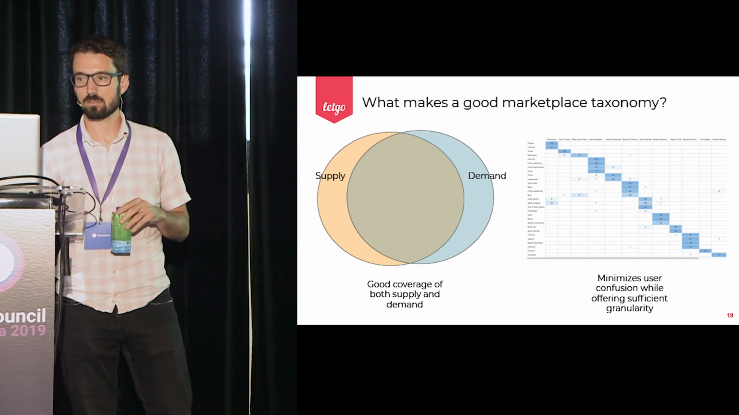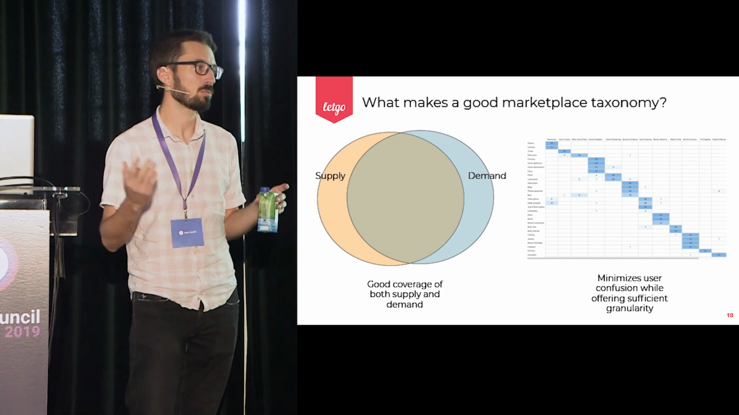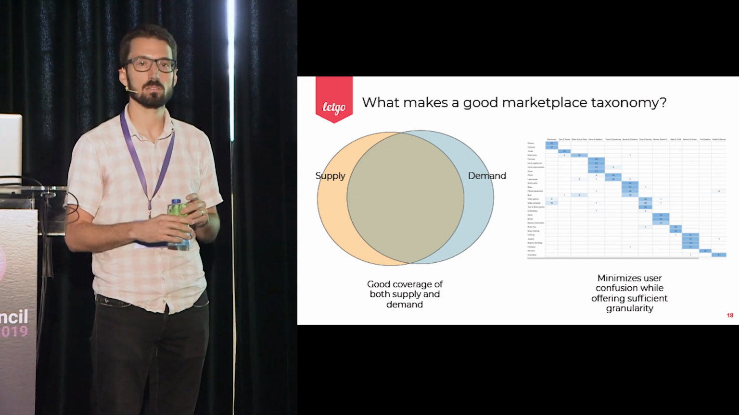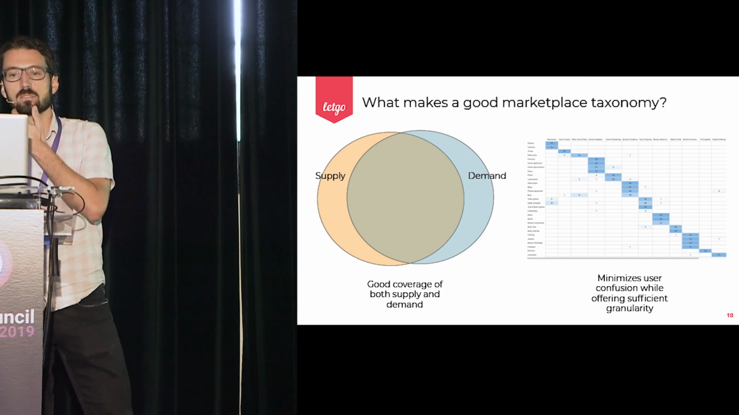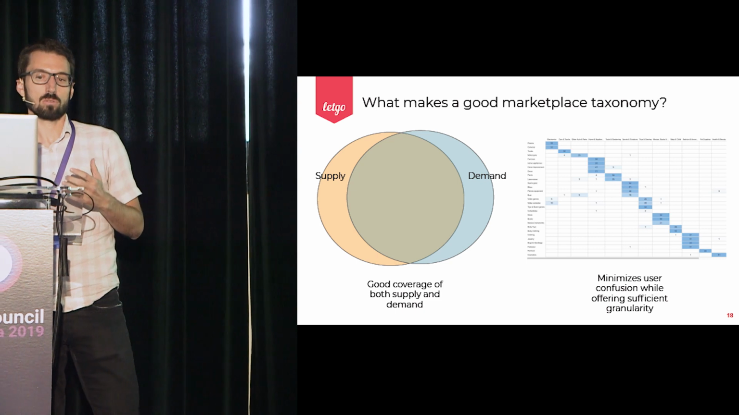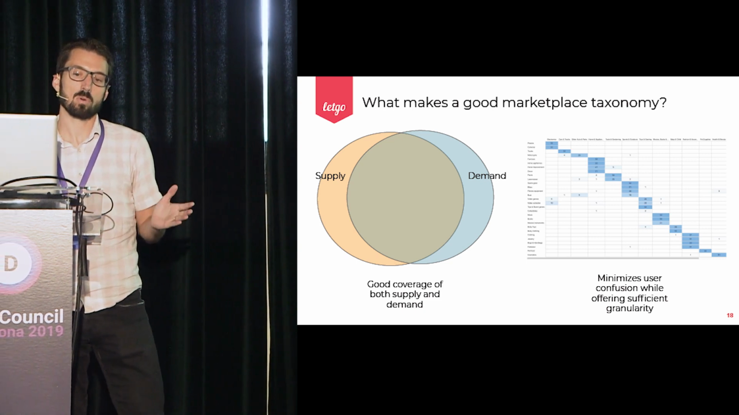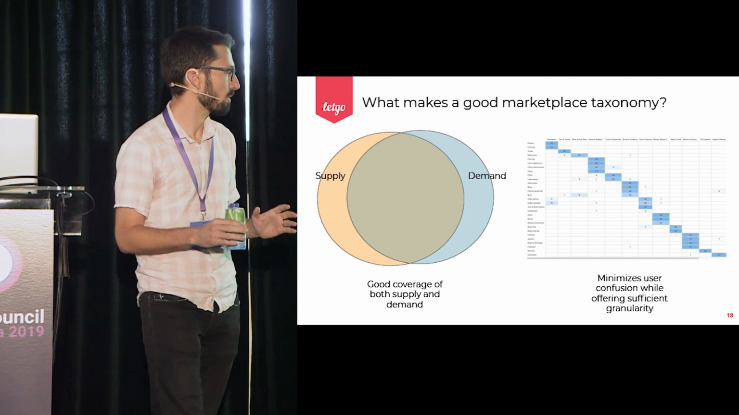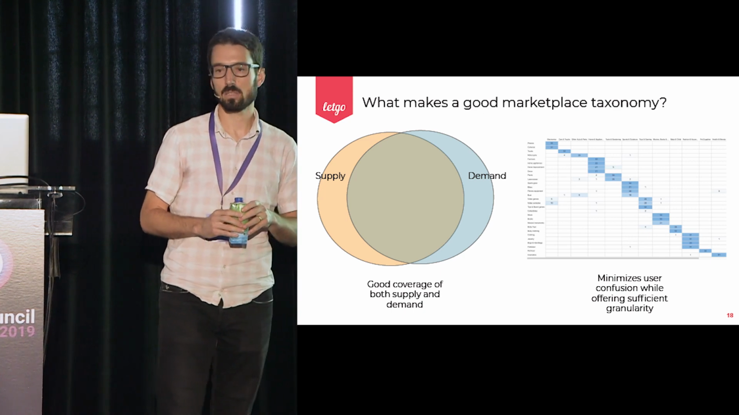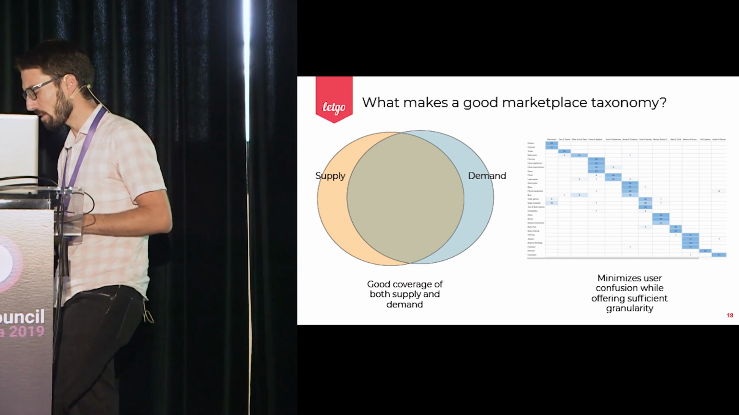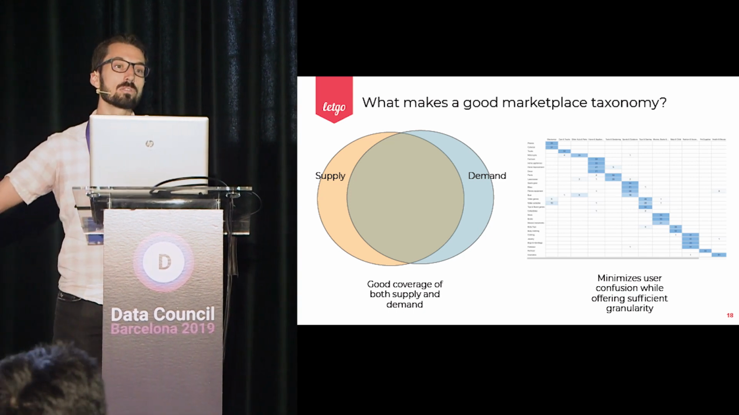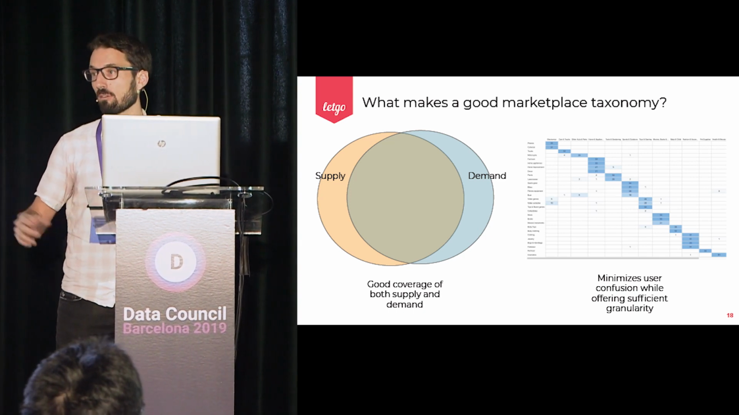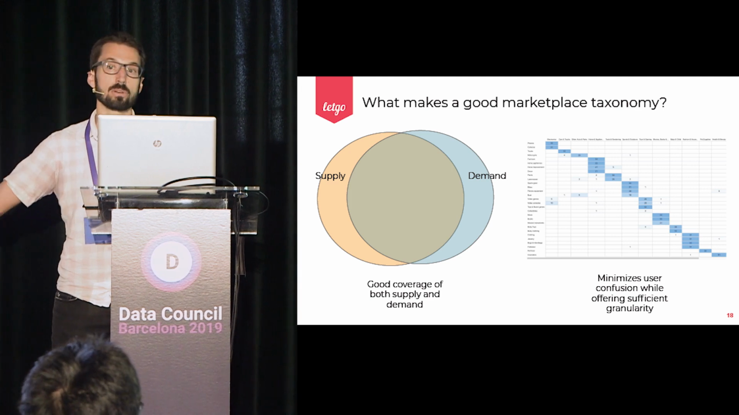If we have to build a taxonomy, we need a criteria to decide what makes a good taxonomy. So what does make a good taxonomy? Two things mostly. The first one is that you want to have good coverage of both supply and demand. If you cover all possible supply, but you're leaving some demand out, you will never be able to figure out that you need to get some types of products that you currently don't have.